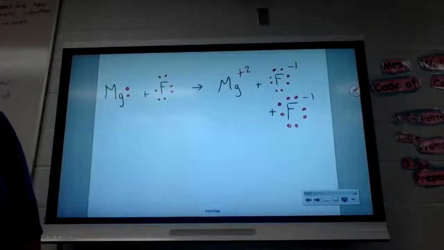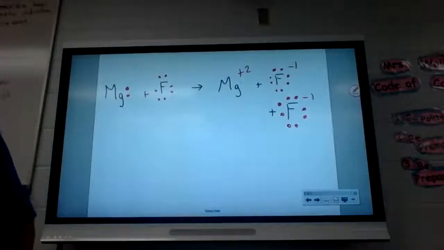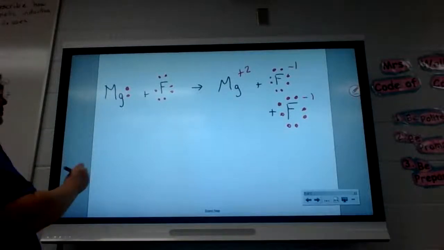That's where I'm going with it. All right? So how do you figure out how many Fs or Mgs or whatever to add? What's your oxidation number for magnesium? Look at your periodic table. Tell me the oxidation number for Mg.